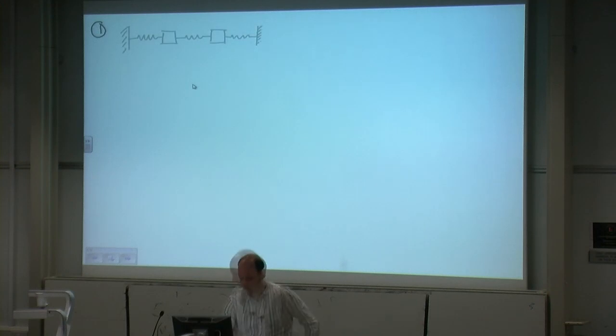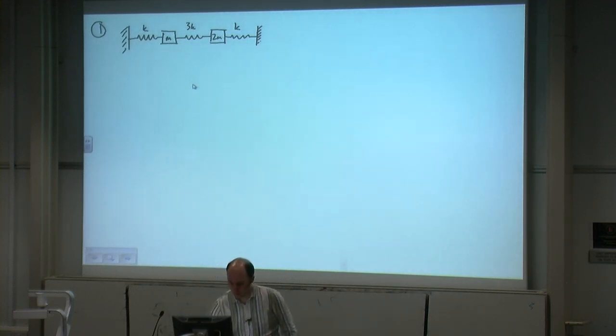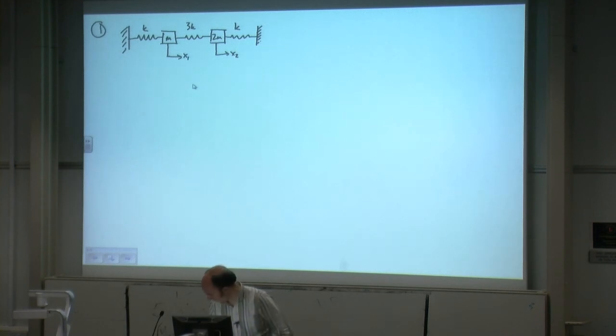We have a system that looks a little bit like that. We've got M here, 2M, and then the spring stiffnesses are K, 3K and K. And we've got here X1, X2, and we've also got a force F1.